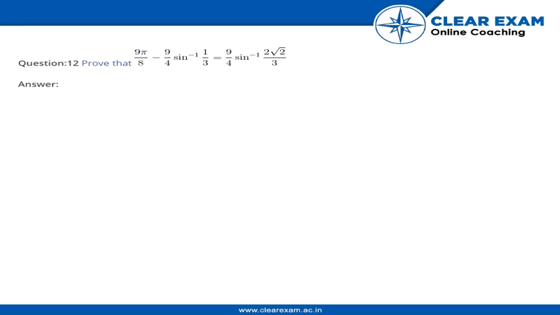So the question is on the screen. I think this is a proving question. So let's have a look at the question. We are given an expression. The expression on the left side is 9 pi upon 8 minus 9 by 4 sine inverse 1 by 3. And on the right hand side we have 9 by 4 sine inverse 2 root 2 by 3. So we have to prove that LHS is equal to RHS. That's what a proving question says.